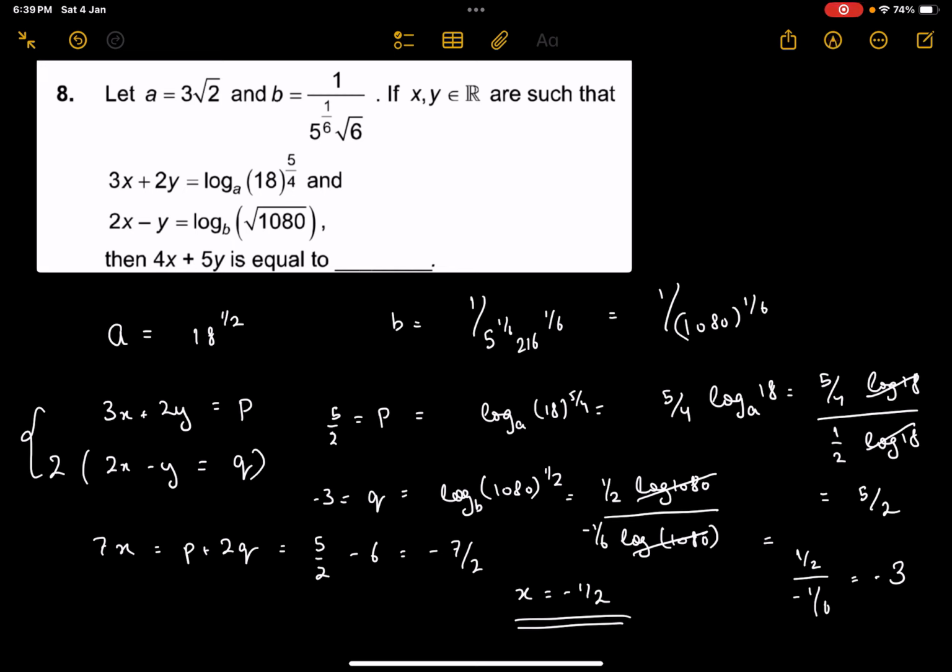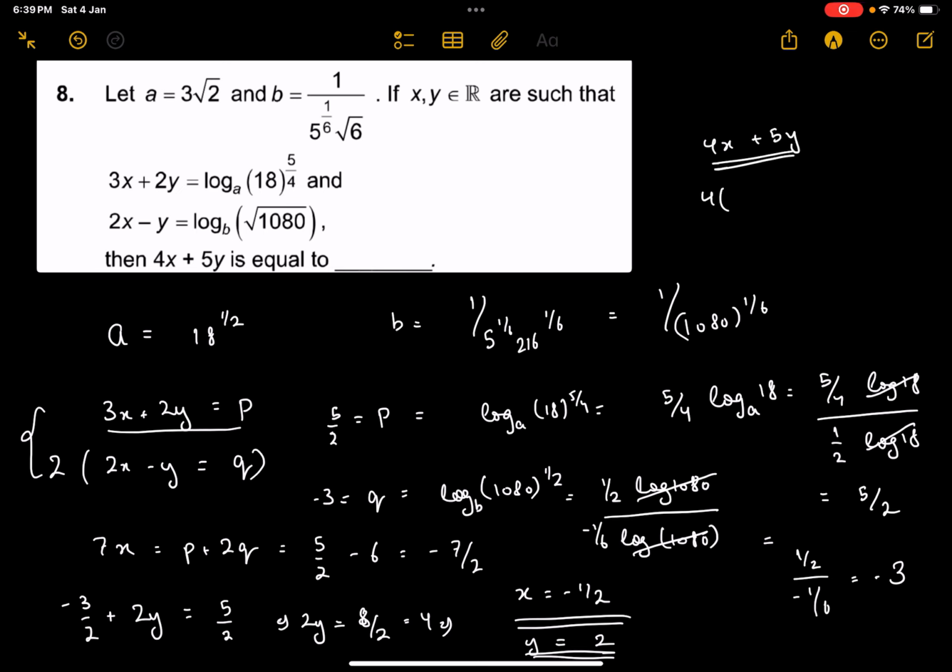Substituting in this equation, we get minus 3 by 2 plus 2y is equals to 5 by 2. It implies 2y is equals to 8 by 2 equals to 4, implying y is equals to 2. We need 4x plus 5y, which is 4 into minus half plus 5 into 2, which is minus 2 plus 10, which is equals to 8.